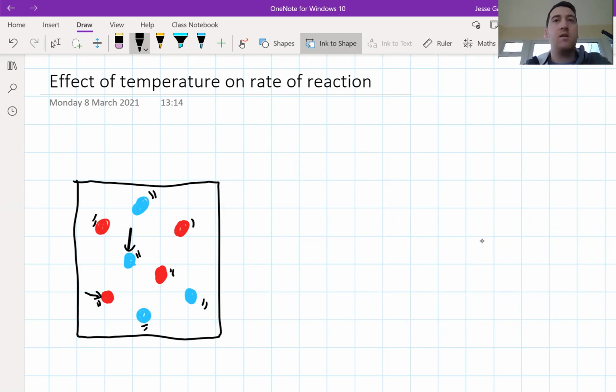Now, for a reaction to take place, we know that particles must collide. So here are two particles. They are moving in different directions. A reaction cannot take place even if they have enough energy, even if they have the activation energy. A reaction cannot take place if they don't collide.